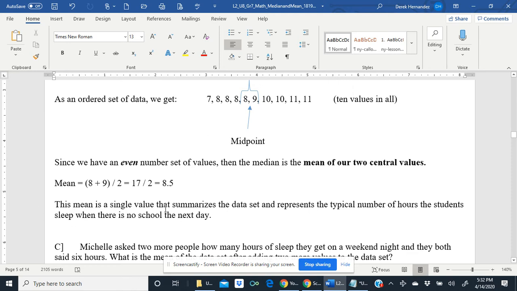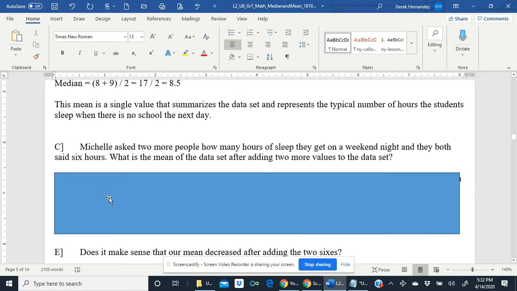This mean is a single value that summarizes the data set and represents the typical number of hours the students sleep when there is no school the next day. That's what the mean signifies. Actually, we're looking for the median. Correction. It's always good to check your work.